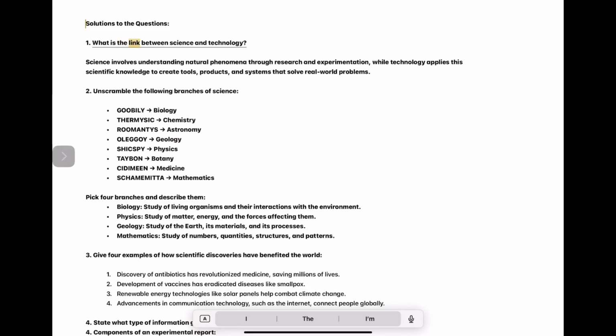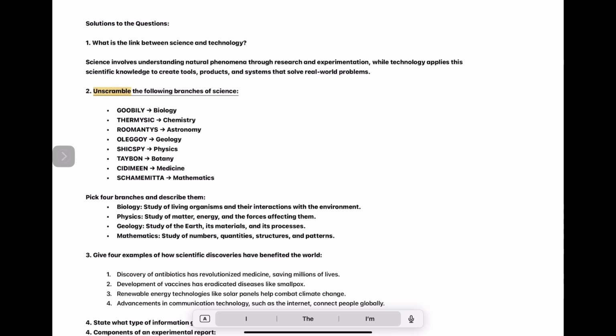1. What is the link between science and technology? Science involves understanding natural phenomena through research and experimentation, while technology applies this scientific knowledge to create tools, products, and systems that solve real-world problems.